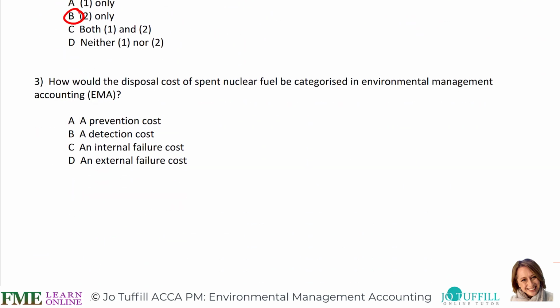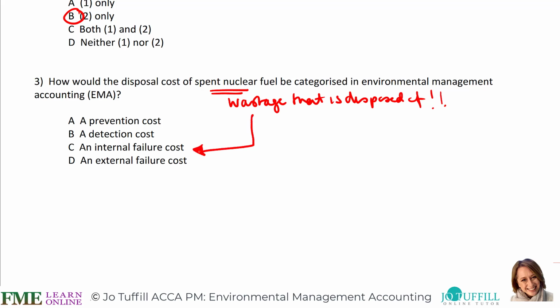How would the disposal cost of spent nuclear fuel be categorised in the environmental management accounting area? Would it be a prevention cost, a detection cost, an internal failure cost or an external failure cost? Now remember, the spent nuclear fuel is wastage that is disposed of. So therefore, that would be an internal failure cost.